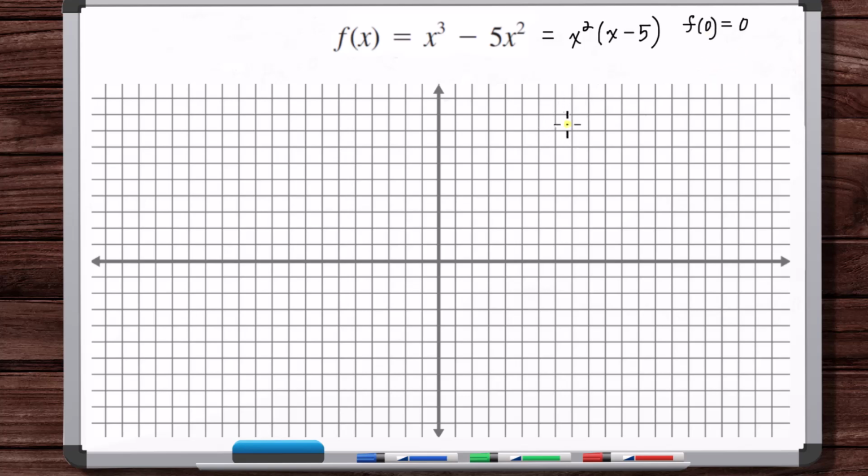Now we also want to check if the function has any symmetry. To do that, just plug in minus x for x. So you've got minus x cubed minus 5x squared. We could take out a minus. Okay, so f of minus x is not equal to the original function, but it's also not equal to minus f of x. This is close, but it's not quite minus f of x. Minus f of x is minus x cubed plus 5x squared. This is minus x cubed minus 5x squared. And no polynomial is periodic, so there's no symmetry here.